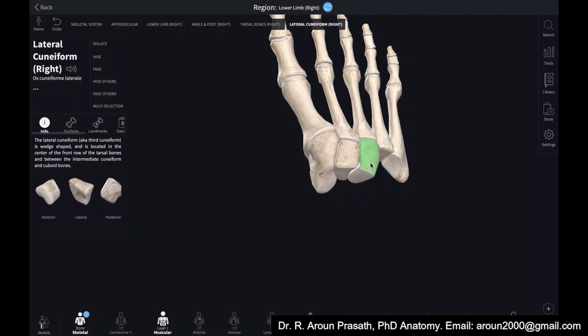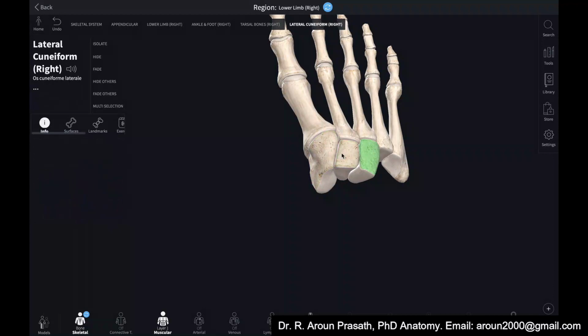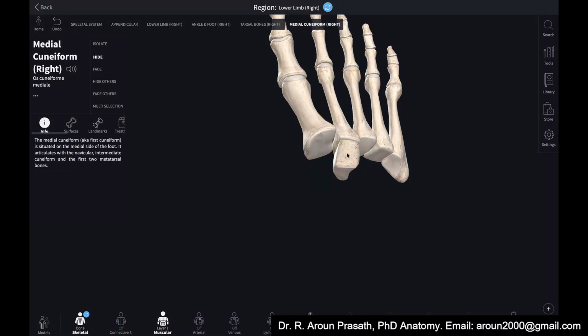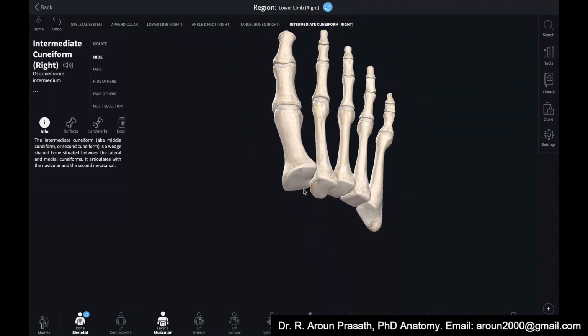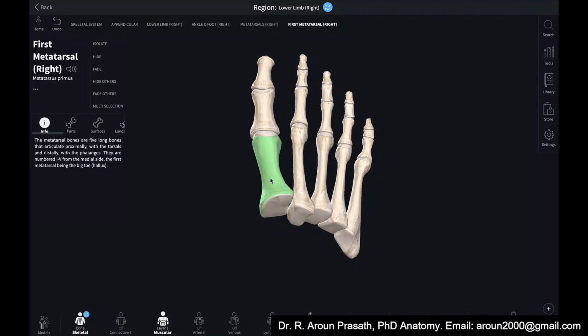So there are 7 tarsal bones: the talus, calcaneum, navicular, cuboid, medial cuneiform, intermediate cuneiform, and lateral cuneiform. The cuneiform bones and the cuboid bone are articulating with the metatarsal bones. If you look at the metatarsal bones, there are 5 metatarsals: first, second, third, fourth, fifth.